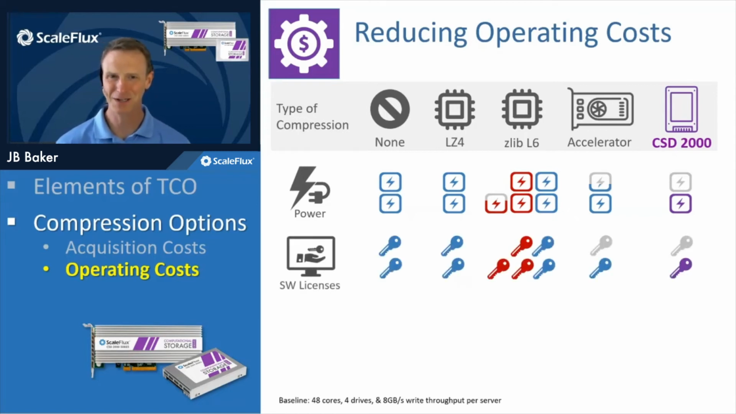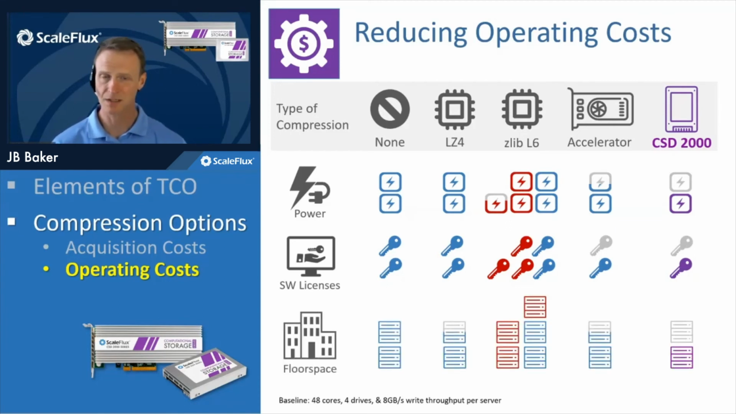With the software licenses, this plays out against the core count that we already talked about. With LZ4, you're not really going to be able to reduce your core count, so no savings on the software licenses. With zlib, you're going to increase the core count and pay through the nose for software licenses. With the accelerator, you may be able to cut, but you may not be able to cut the number of servers as much as you can with the CSD2000. So with the CSD2000, you might be able to cut those software license costs in half, saving hundreds of thousands or millions of dollars a year in software.